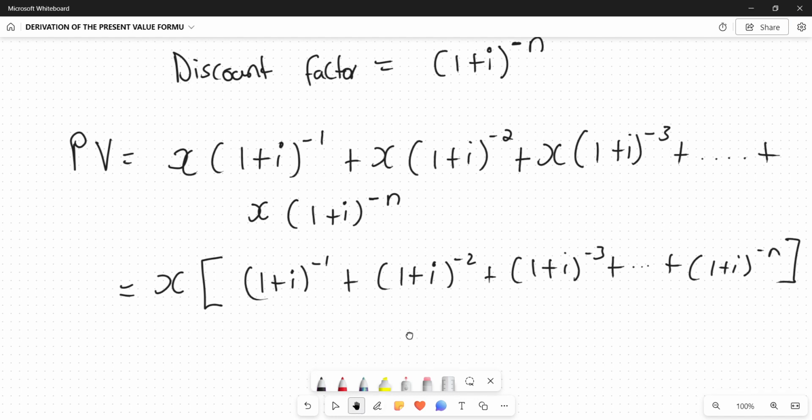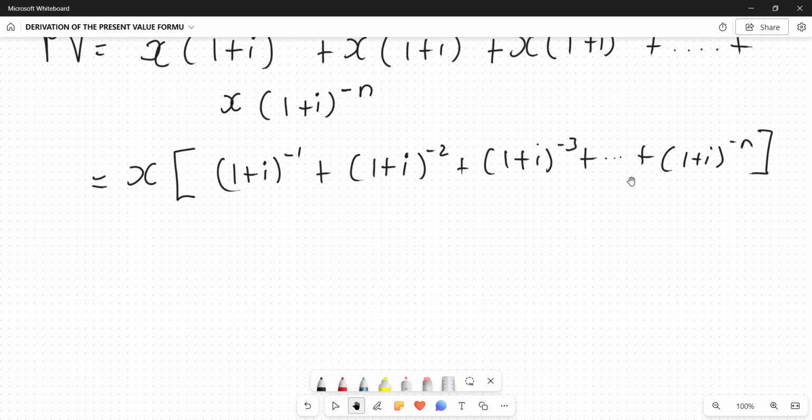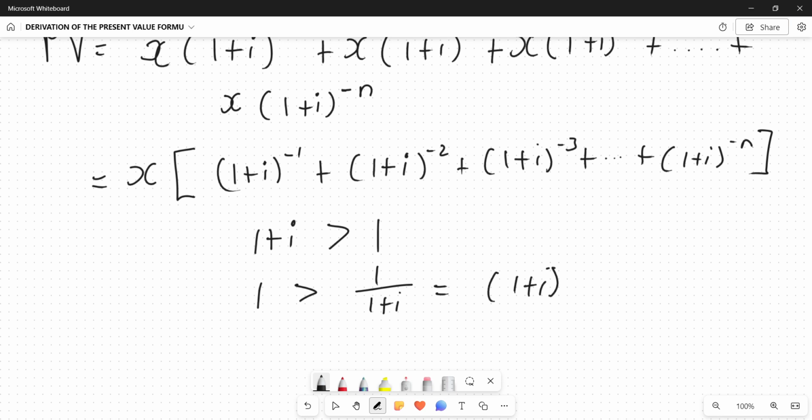Okay, so now we have this series. Remember that i is positive, right? So we know that 1 plus i will be greater than 1. Now if we divide this inequality by 1 plus i on both sides, we are going to have 1 on one side, and 1 over 1 plus i on the other. This is the same as (1 plus i) to the power of negative 1.